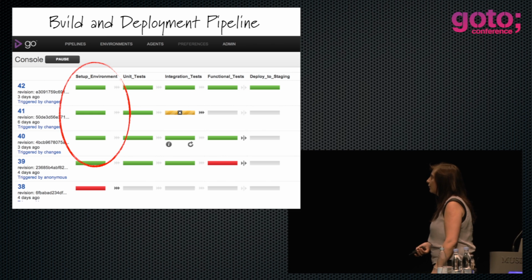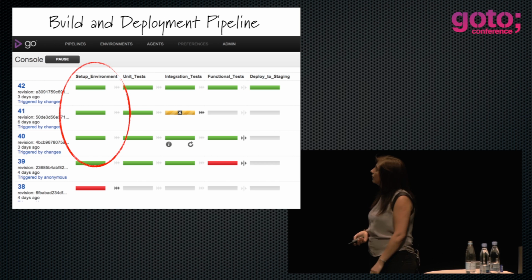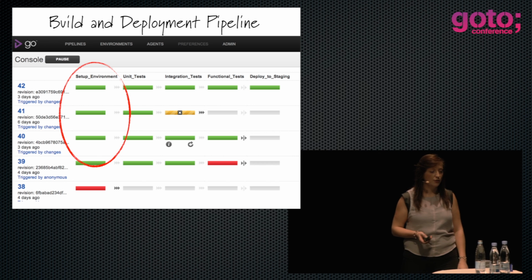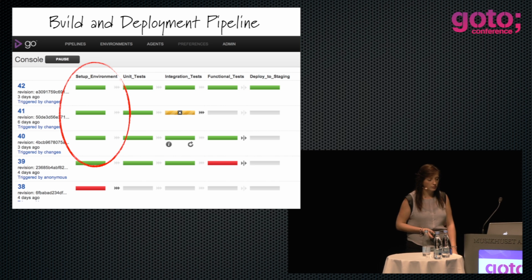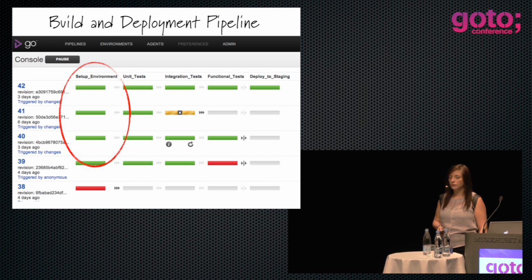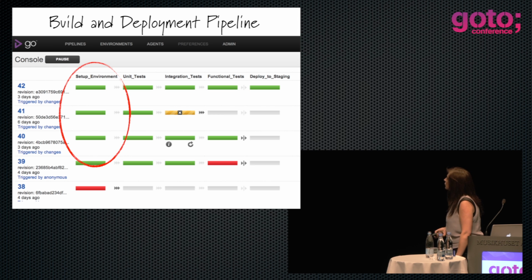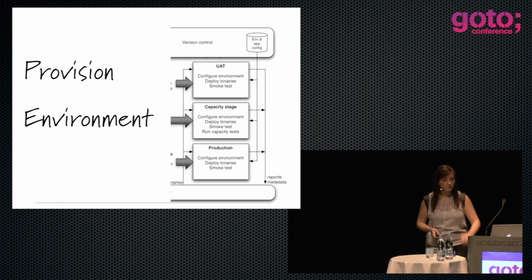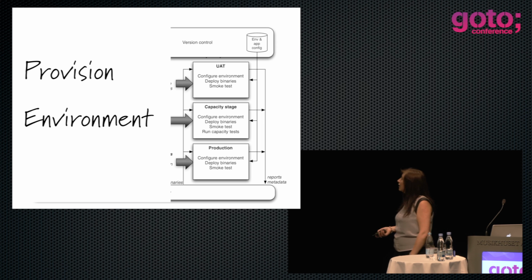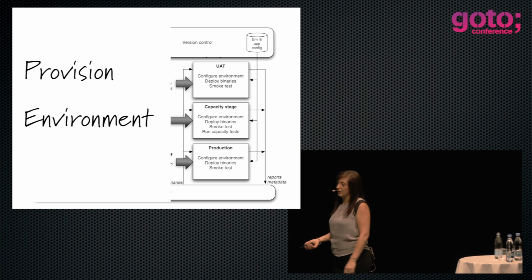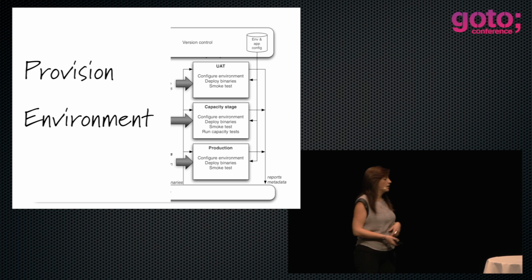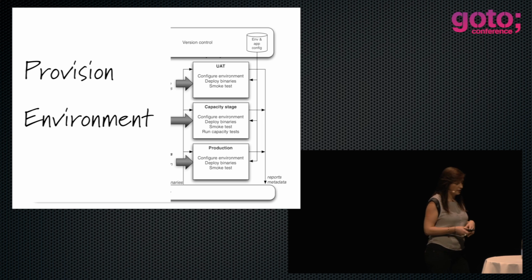So let's talk about how we would do that. How do we set up an environment in Windows? And what do we need to do? So we need to create the actual machines. We need to configure them. We need to set up the operating system. We need to set up the network. We need to do all of these different things.